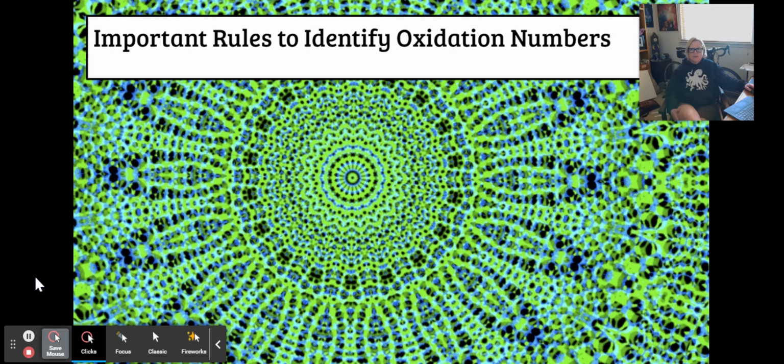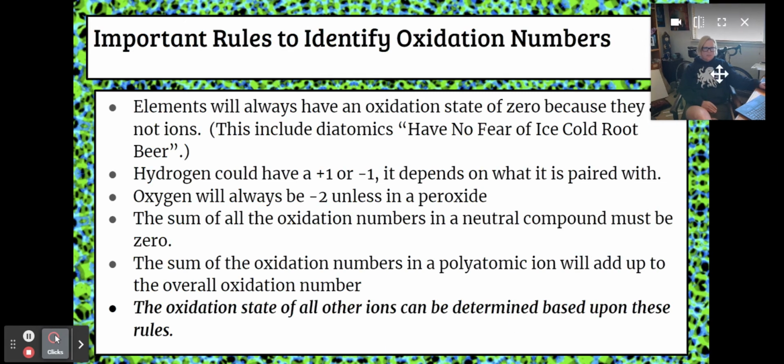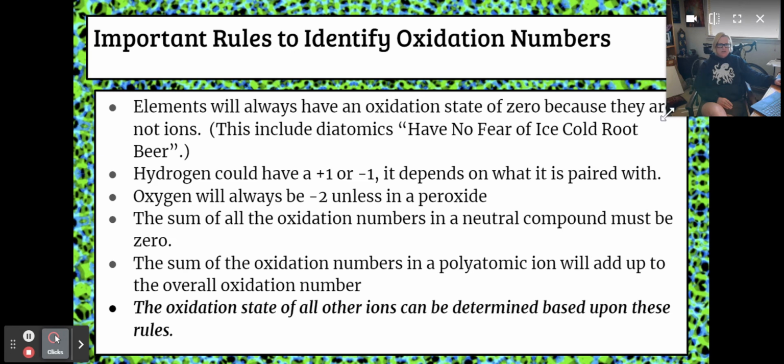So when we're talking about oxidation numbers, there are some really important rules to remember. I would definitely pause your video and take notes on these following bullet points. Bullet point number 1, elements have no oxidation state because they have not given up or taken any electrons. So elements will always have the oxidation state of 0. This includes diatomics. Have no fear of ice cold root beer. You might remember that: hydrogen, nitrogen, fluorine, oxygen, iodine, chlorine, bromine.